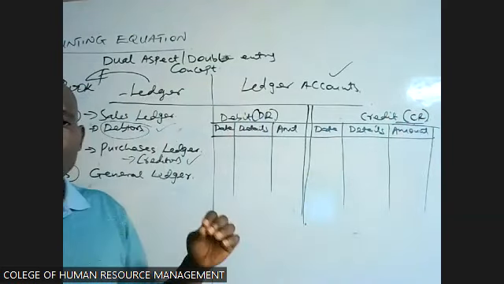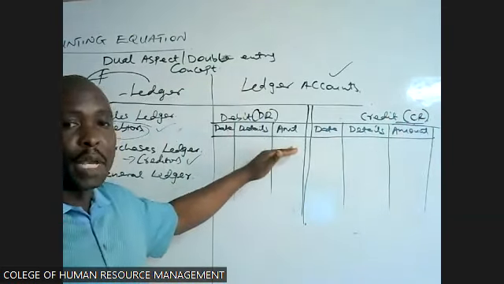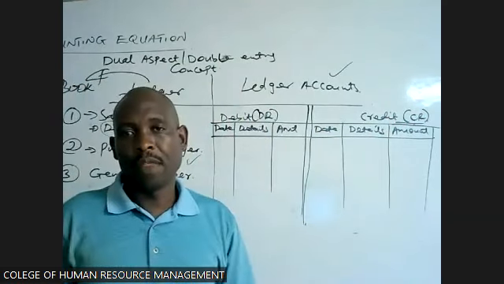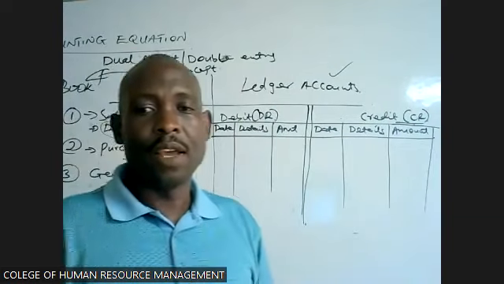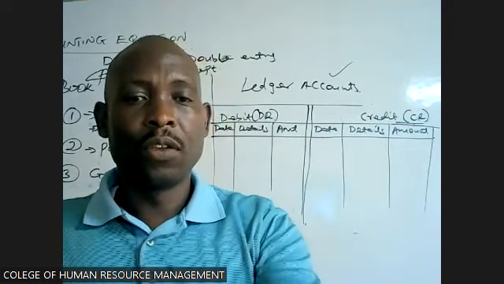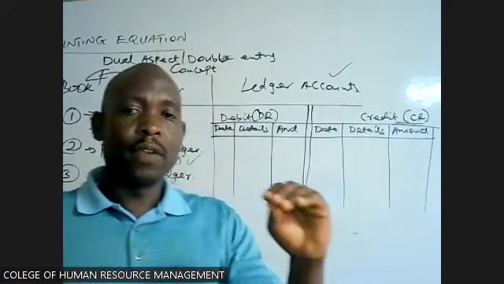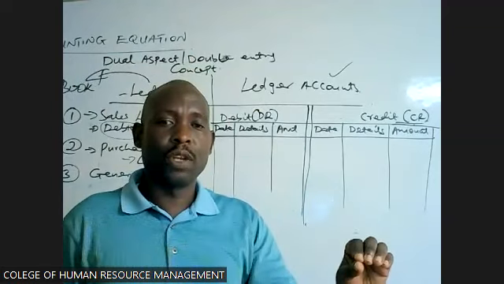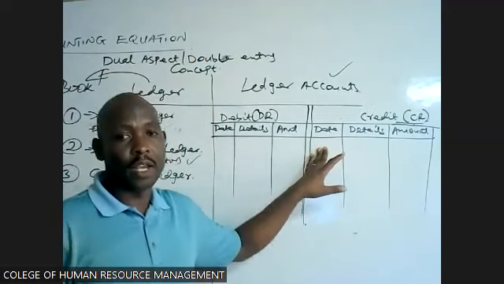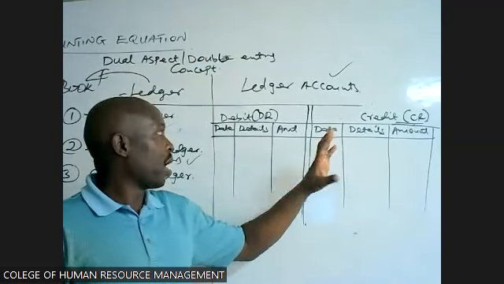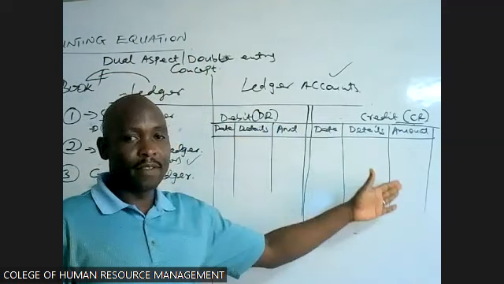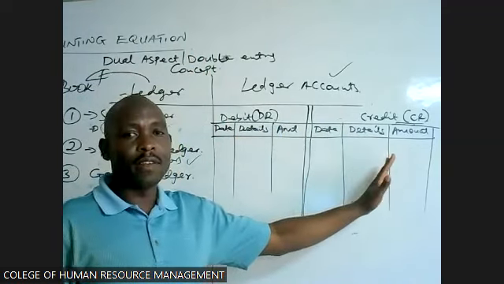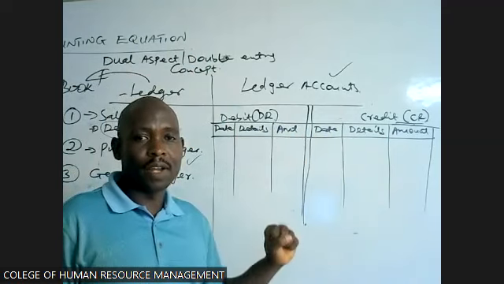So that is a page of the ledger, and that page is now the ledger account. So when we say that every transaction must be recorded in an account, this is how an account looks. We have the debit side and the credit side. The credit is the right-hand side. The debit is the left-hand side.